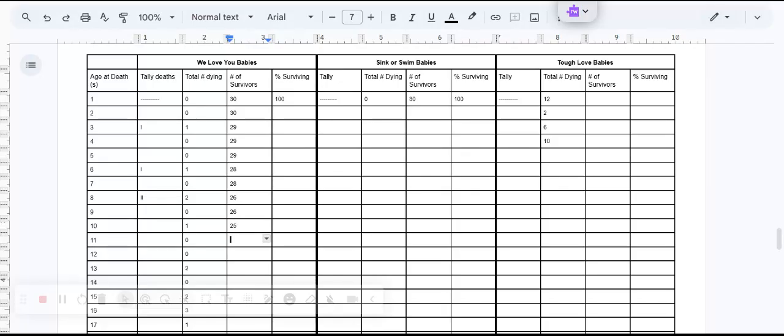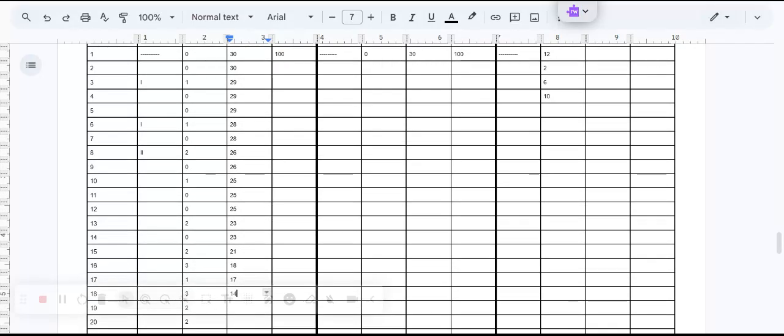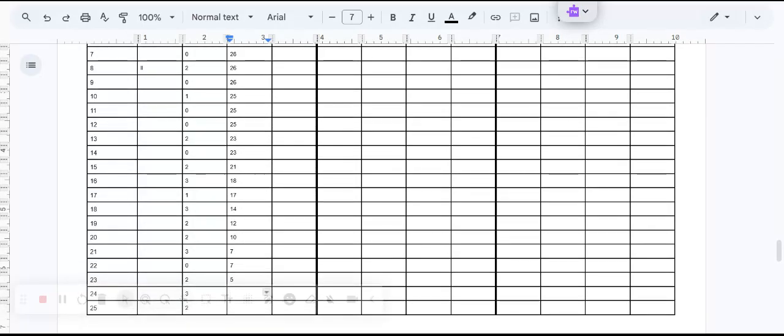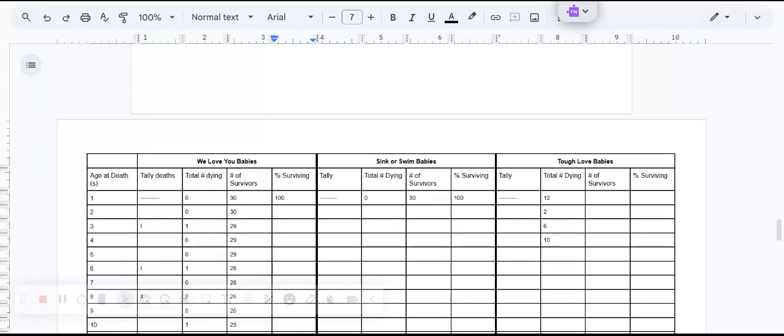So I'm just going to go ahead and fill this column out to show you how we did that. If I can do my math right. If you did your math correctly, then you should end up with 0 survivors at the end. There we go. I did. Yay me. And you do that for every column.